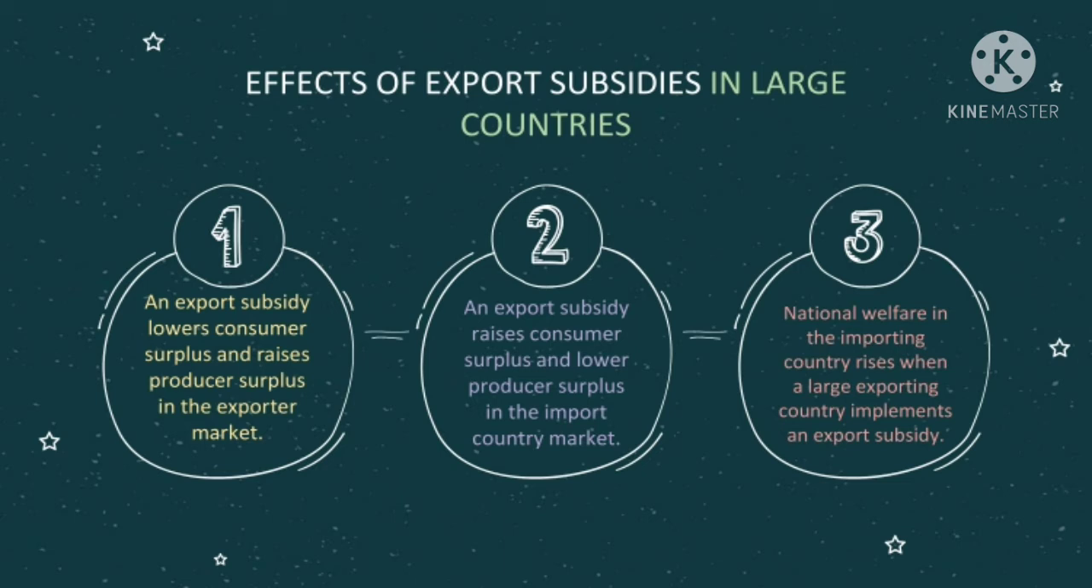Producers in the exporting country experience an increase in well-being. The increase in the price of their product in their own market raises producer surplus in the industry. The price increase also induces an increase in output, an increase in employment, and an increase in profit, payments, or both to fixed costs. Second, an export subsidy raises consumer surplus and lowers producer surplus in the import country market.